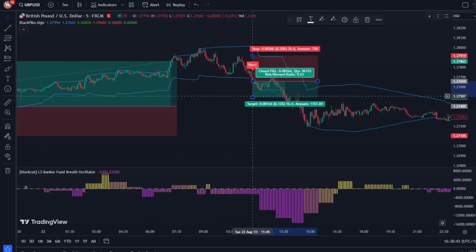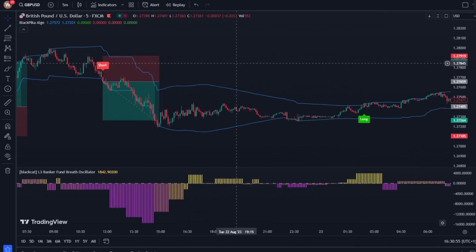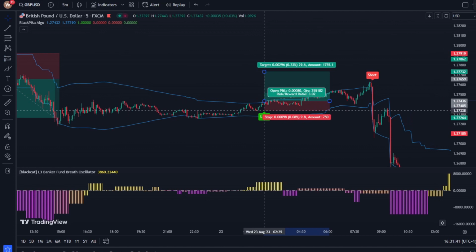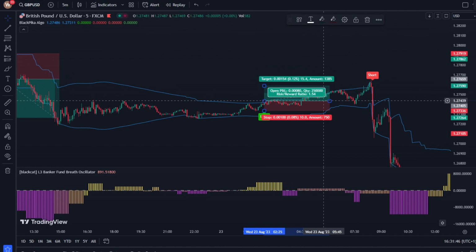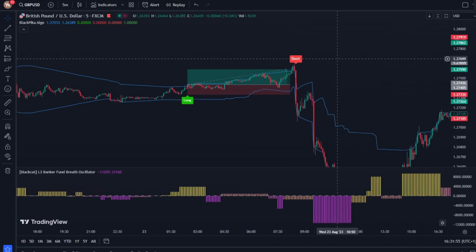Place your stop loss at the top of the previous price movement, and the risk-to-reward ratio is 1 to 1.5. Let's proceed to the next trade. In this case, the Black Pika indicator generates a buy signal, and the banker fund breath oscillator is above the zero line. All our conditions are met again. We open a buy order, place the stop loss at the bottom of the previous price movement, and maintain a risk-to-reward ratio of 1 to 1.5. Let's see how this trade unfolds. We profit. Moving on to the last trade.